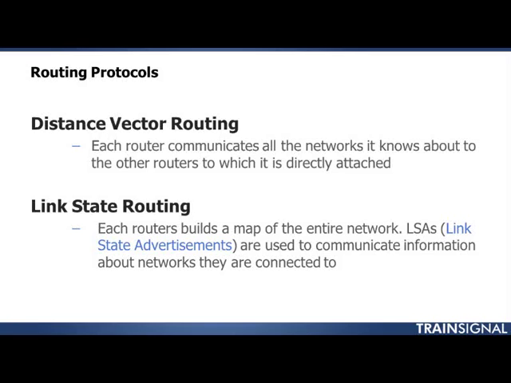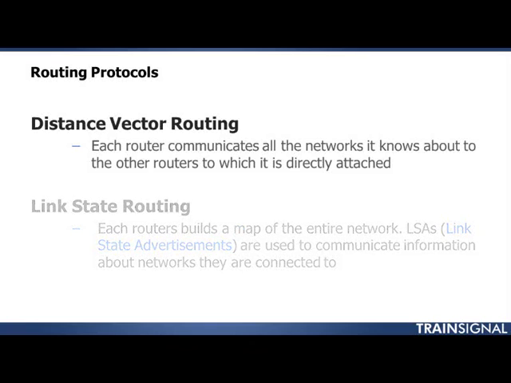So now that you've seen how dynamic routing works, I need to explain to you that that's just kind of like a concept on how it works. The reality is that you need to have a routing protocol to give the actual rules and procedures for how the routers are going to specifically communicate with one another to get these routing tables updated. And there are 2 different styles of routing protocols. There are distance vector routing protocols, and this is where each router communicates all of the networks that it knows about to all of the other routers to which it is directly attached.